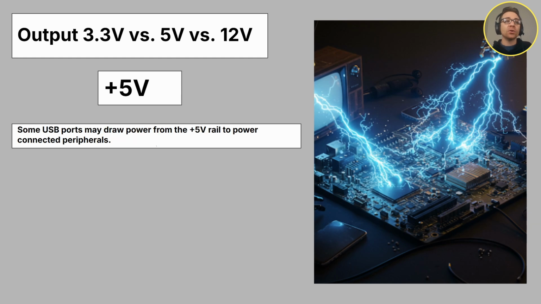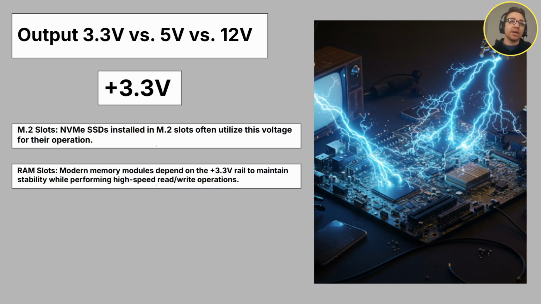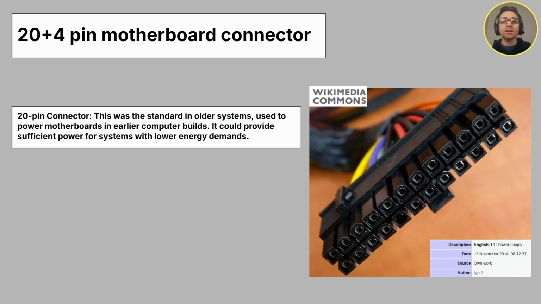Whereas the 5 volt, you may be looking at some USB ports, which might be drawing power from that 5 volt depending on what you've got plugged in there. Okay, sometimes those things do need a little bit of additional power when compared to the 3.3 volt, which tends to power things like your M.2 slots. These things don't really require that much power to get going. They're pretty power efficient. Or your RAM slots as well, also quite power efficient. All right. Now, that's that.